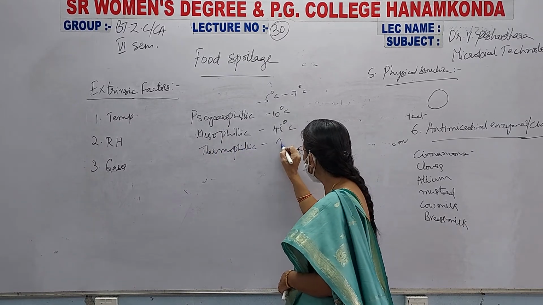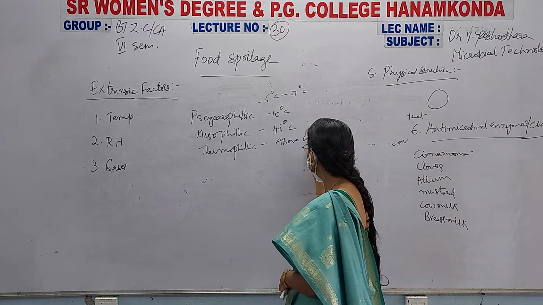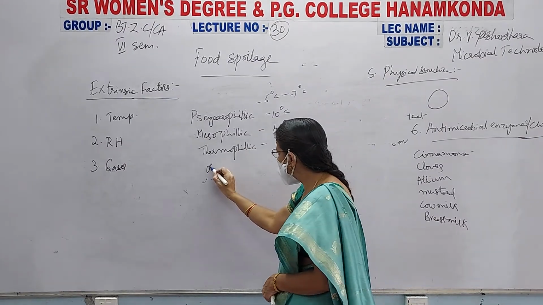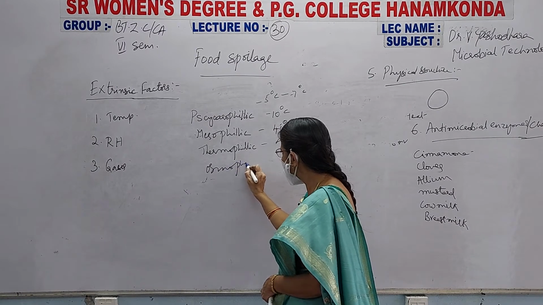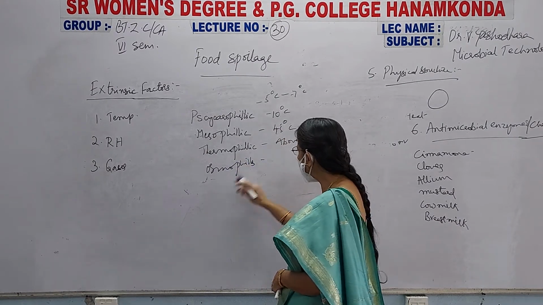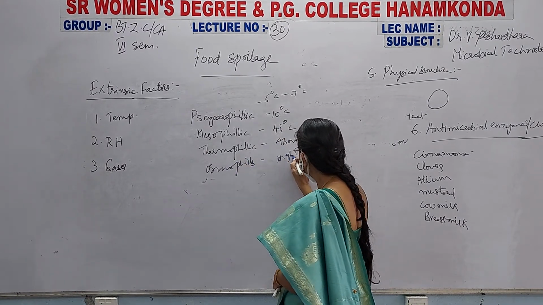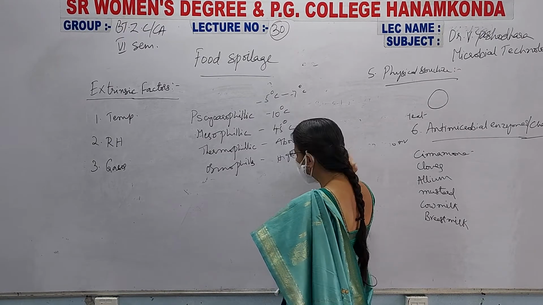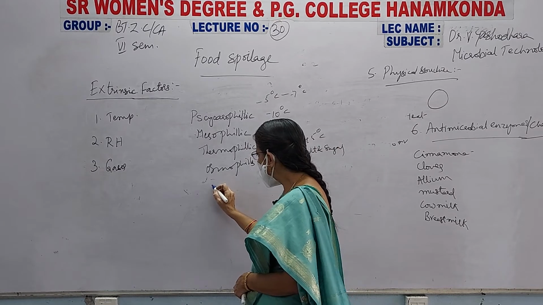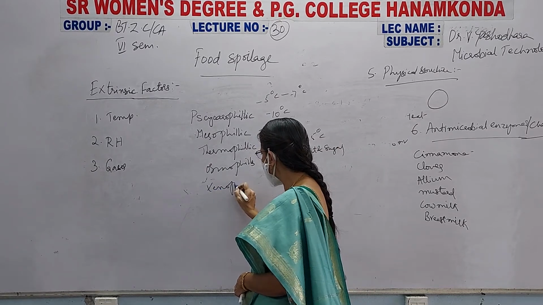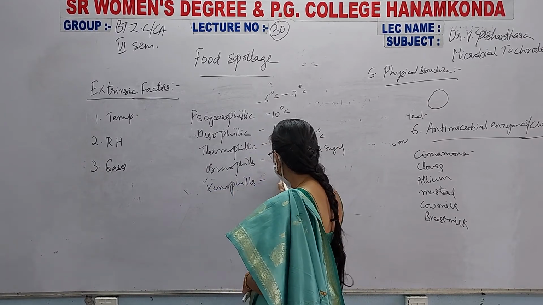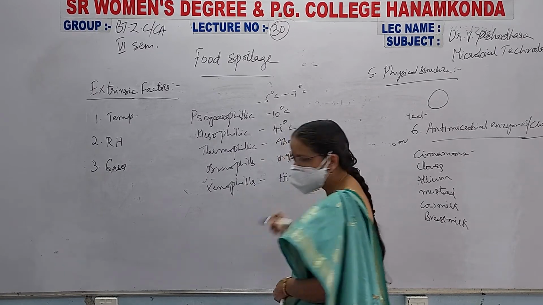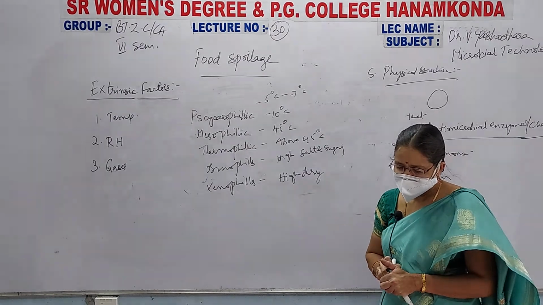These thermophiles above 45 degrees can grow. Next, osmophiles. Just now I told you, these can grow in a high salt and sugar atmosphere. Next, xerophiles. They can grow in a very dry environment. These are the microorganisms that can grow.